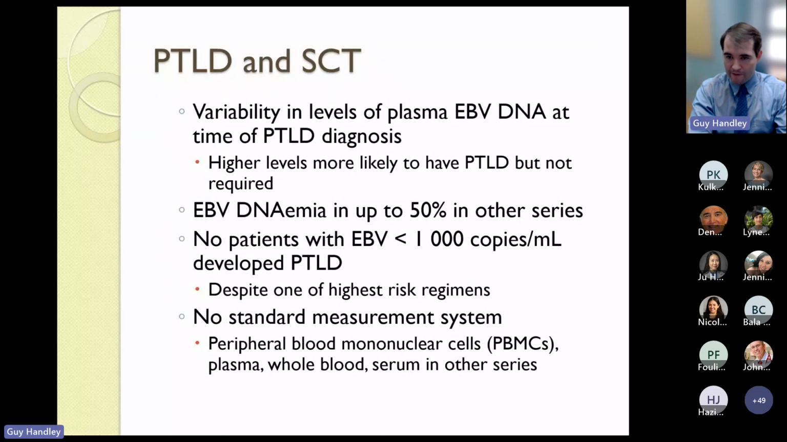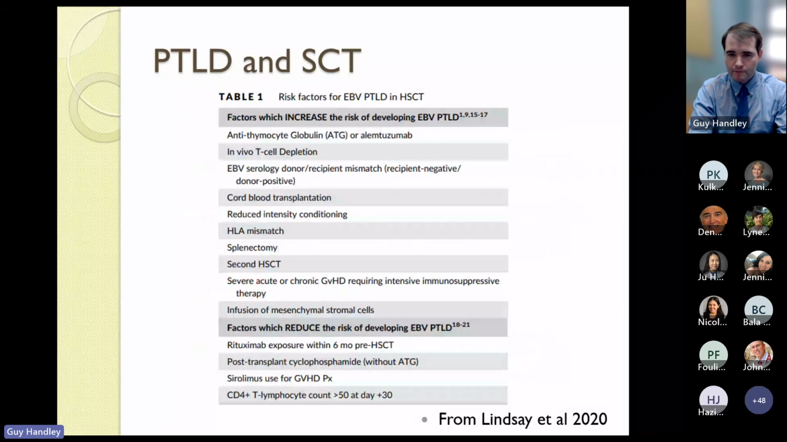We talked about there's a lot of variability based on which primer you use, which sample you use. Higher levels are more likely to correlate with development of PTLD, but we don't really have a good cutoff or standard to know where we need to act on it. In this particular study I just showed you, no patients with less than 1,000 copies developed PTLD, despite a very high risk regimen with T cell depletion and ATG. And so that became a cutoff for a while. We'll go into a little bit of the other studies why that might be a problem.